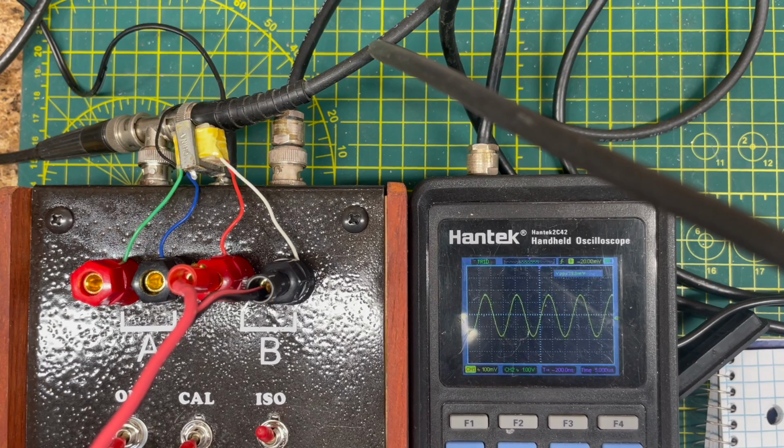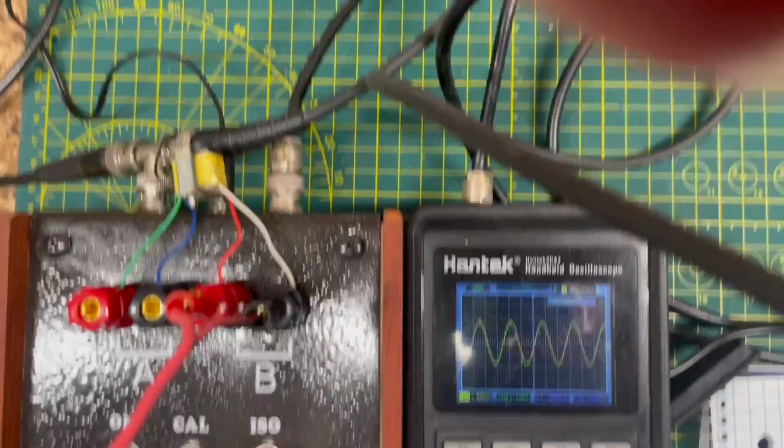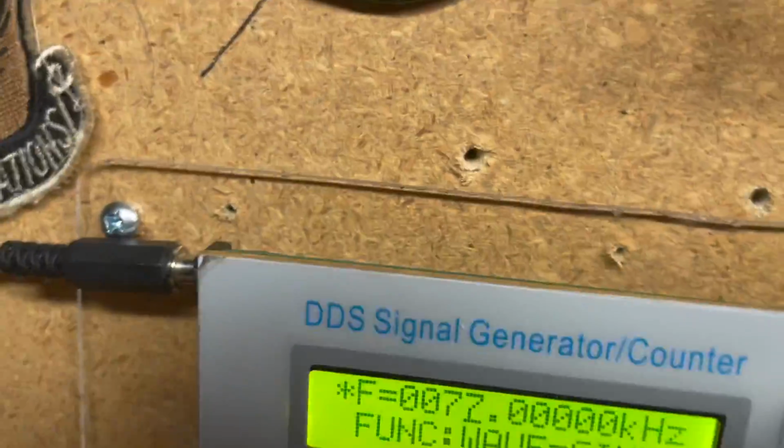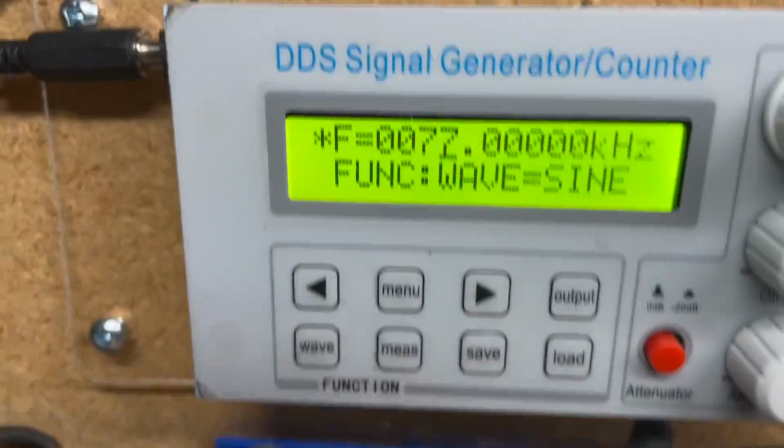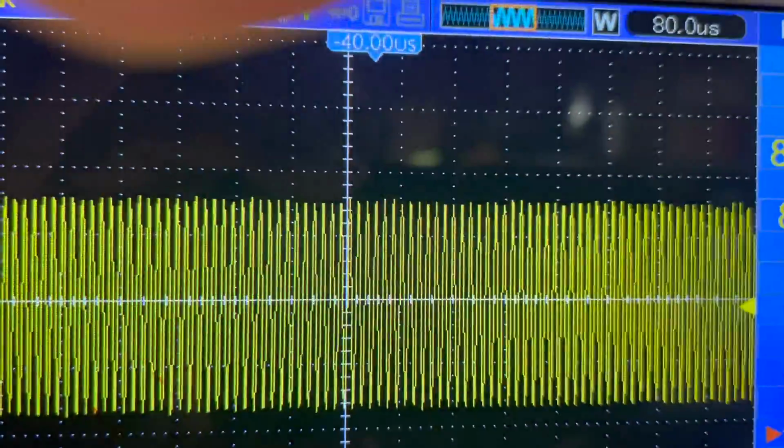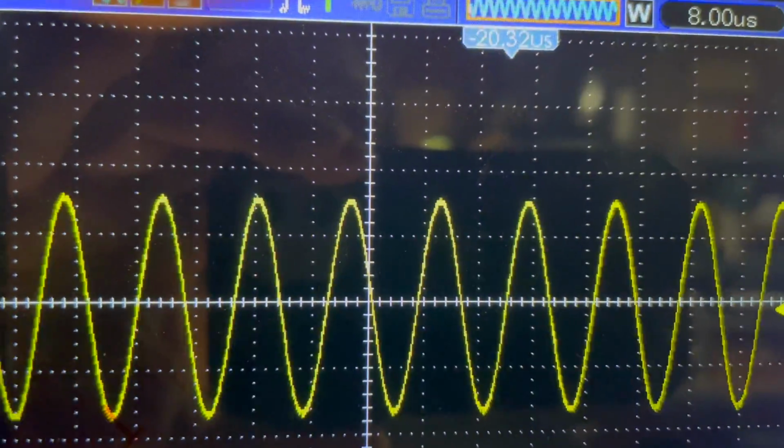So right there we get about 350, and we're at 77 kilohertz. So for audio frequencies, 77 kilohertz, and our RMS on the input is still at 2.24 volts. So that's a pretty good transformer.